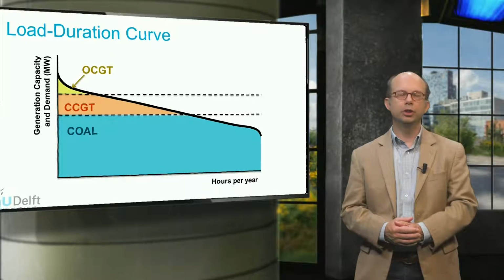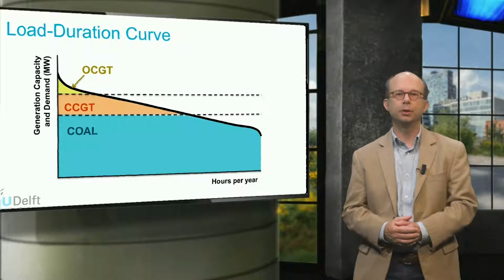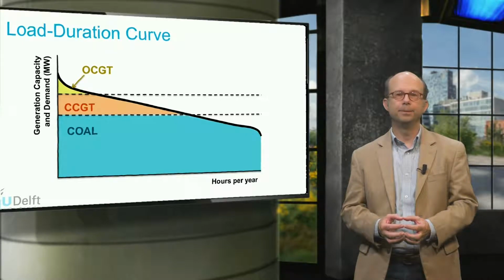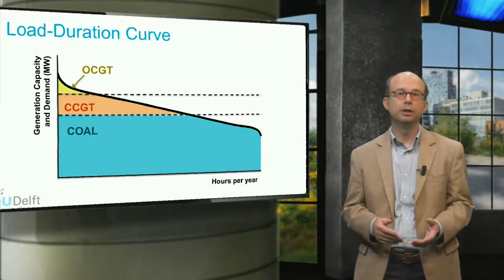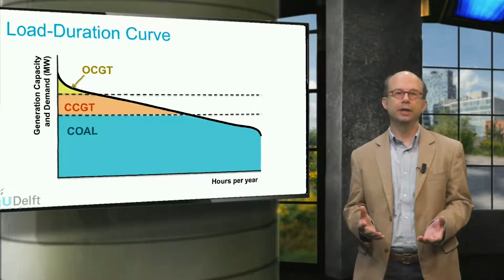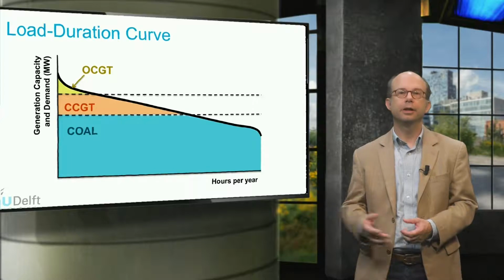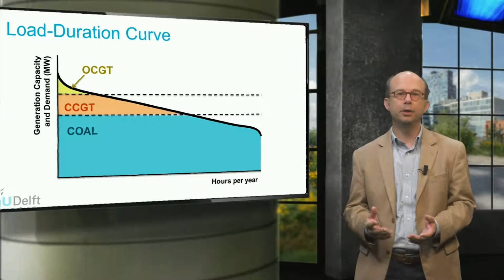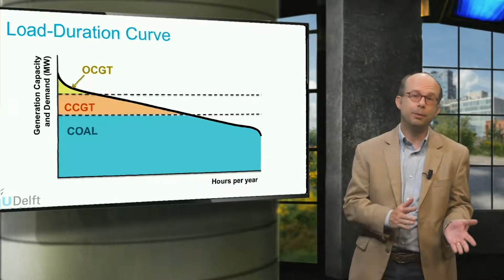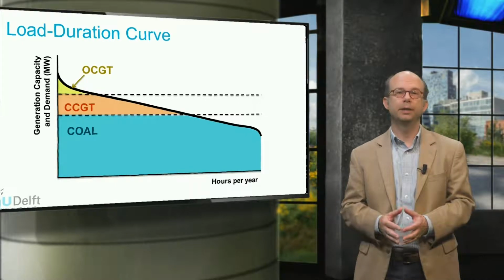Let's start with a traditional load duration curve. The curve shows the peak demand on the left. The lowest point on the right represents the lowest level of electricity consumption. Three technologies in this simplified market are used to serve demand. Coal is used for base load because its average cost is lowest if it runs many hours. Efficient gas turbines, combined cycle gas turbines, are used for medium load, and the open cycle gas turbines with their high fuel cost but low capital cost are only used during peak hours.